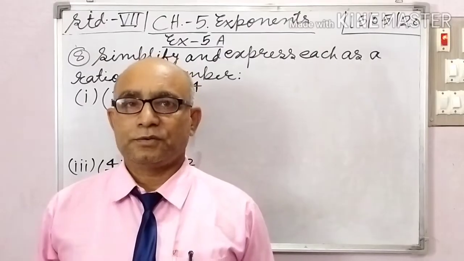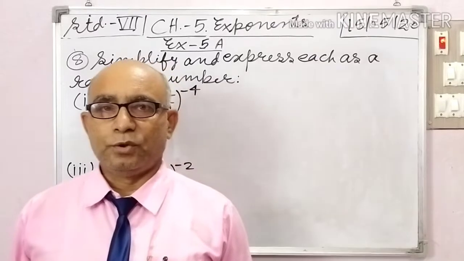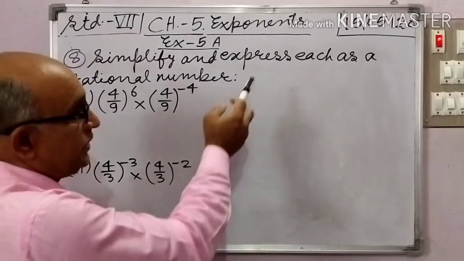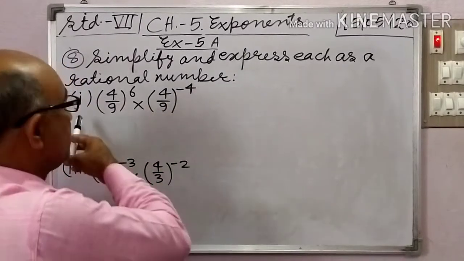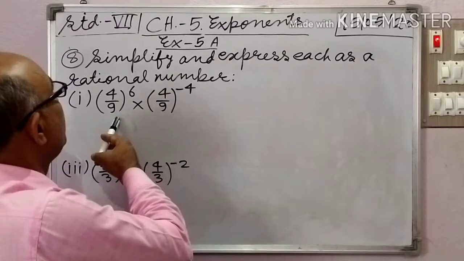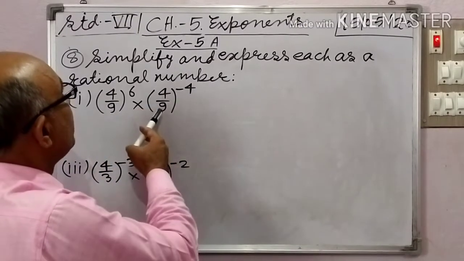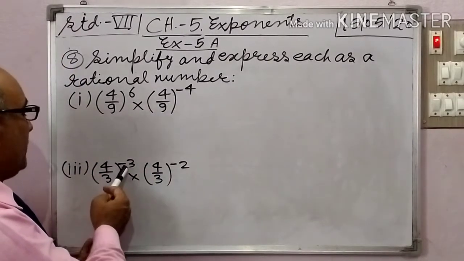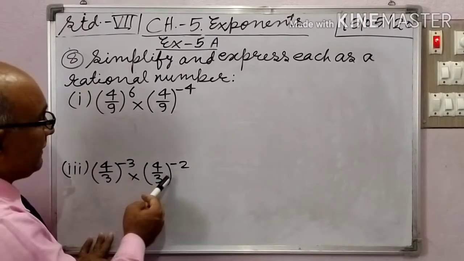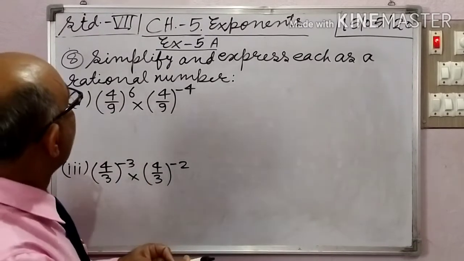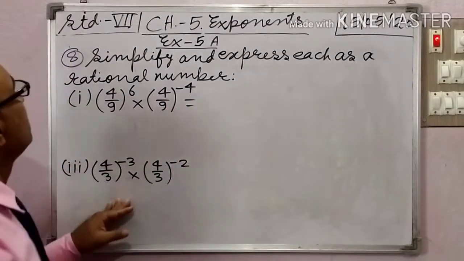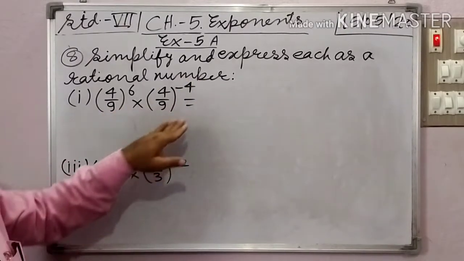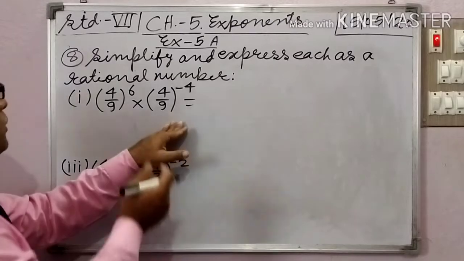Write it. Students, next question number 8. Simplify and express each as a rational number. Question number 1, 4 by 9 to the power 6 into 4 by 9 to the power minus 4. And question number 3, 4 by 3 to the power minus 3 into 4 by 3 to the power minus 2. Solve here. Students, a by b to the power m into a by b to the power n equal to a by b to the power m plus n.